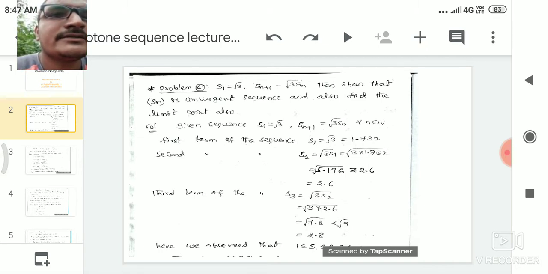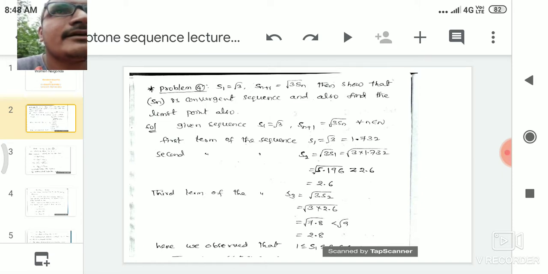Okay, so first, given the sequence S1 is equal to root 3 and Sn plus 1 is equal to root of 3 into Sn for all n belongs to N. Here the sequence is defined by a recursion formula. This type of sequence is called recursive. The first term of the sequence, S1 is equal to root 3, is already given. We know that the value of root 3 is 1.732.